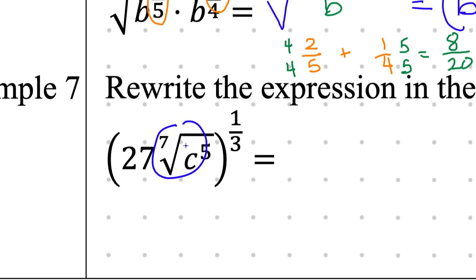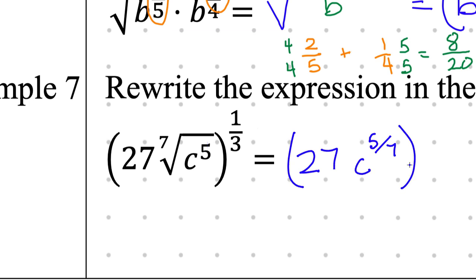I'm going to change this into exponential form first. So I still have the 27. I haven't touched it. This is now c to the power of 5/7. All of this to the power of 1/3. I only changed this 7th root of c to the power of 5 into c to the power of 5/7. That's the first change that I made. That's from yesterday.